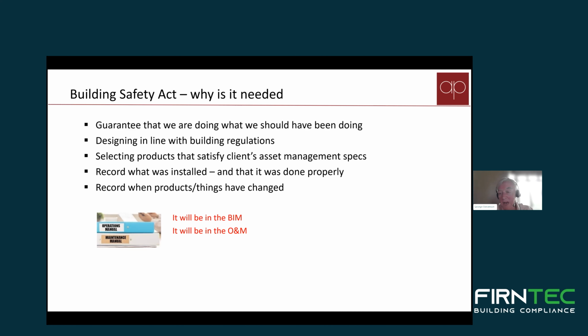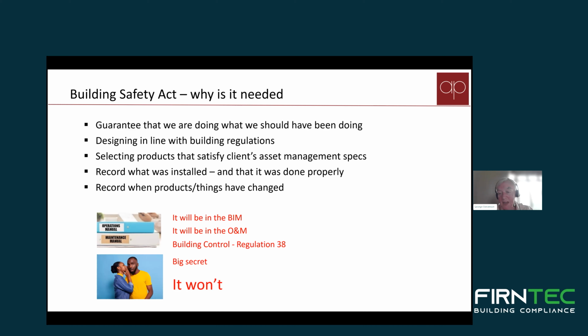Now, there's an assumption, I think, by many clients that it's going to be in the BIM model, or it's going to be in the O&M, or it's gone through building control. So therefore, Regulation 38 must have been satisfied. Otherwise, building control would have picked it up. Now, the fact is that that's not the case.